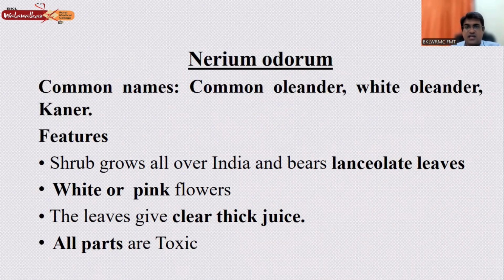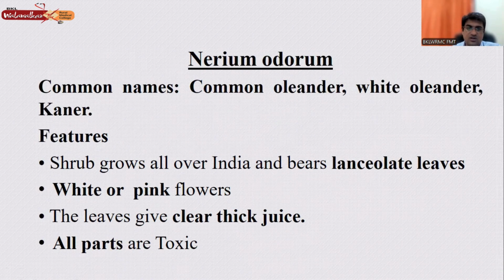Then next is Nerium odorum. This is also called common oleander, white oleander, or in local language, kaner. The features: these are shrubs that grow all over India and bear lanceolate leaves. The flowers are white or pinkish in color.